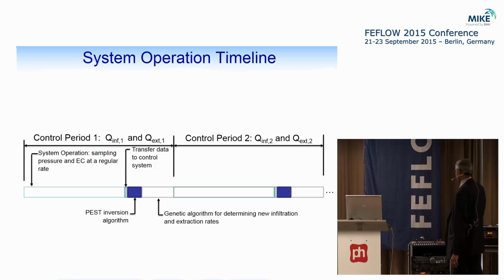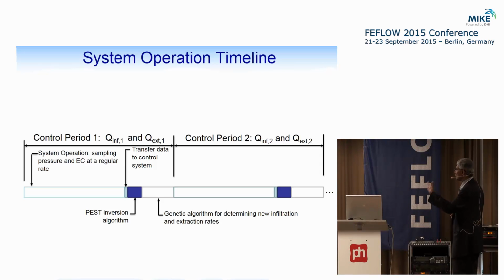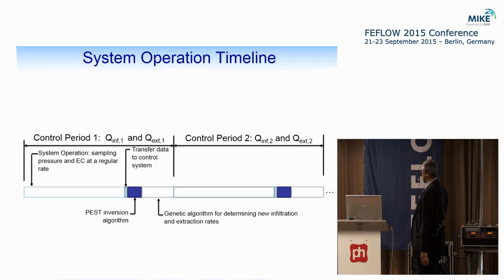So we have the system operation period. This is the time the data gets collected. Then the data goes to PEST for inversion, then the genetic algorithm takes over and optimizes the system, then we go to the next control period. You can keep going like this, and like I mentioned, the system learns as we go. That's the nice thing about this type of data.